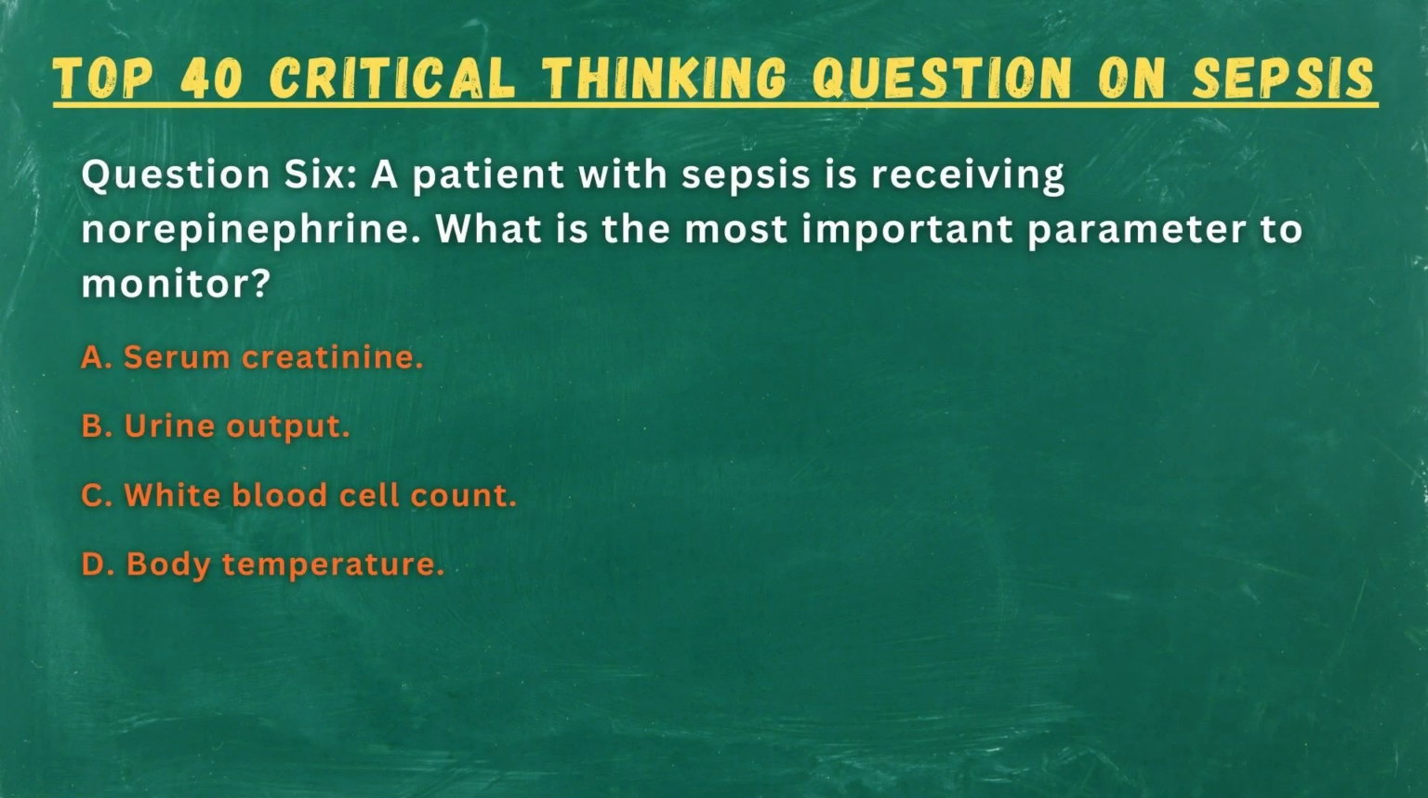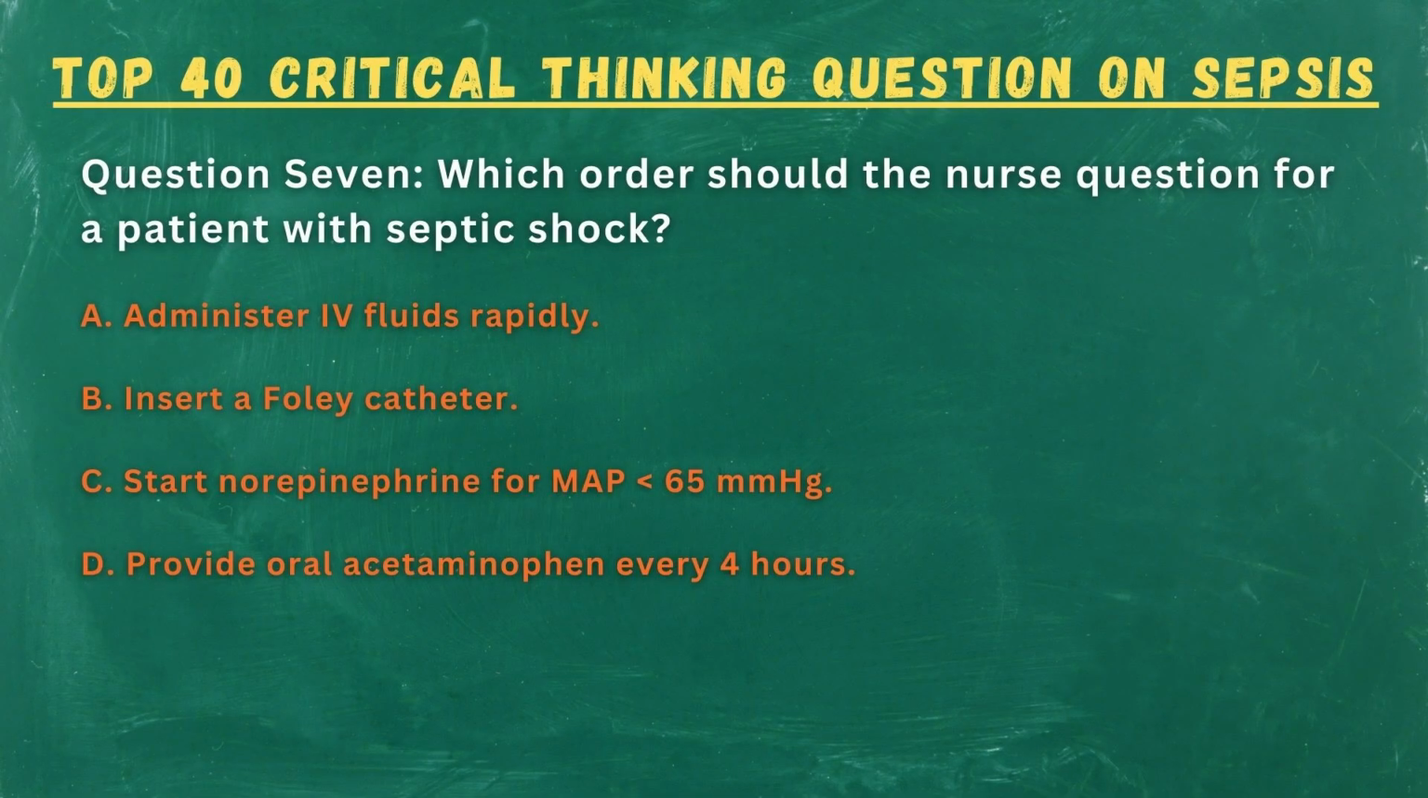Question 6. A patient with sepsis is receiving norepinephrine. What is the most important parameter to monitor? A. Serum creatinine. B. Urine output. C. White blood cell count. D. Body temperature. Answer. B. Urine output.